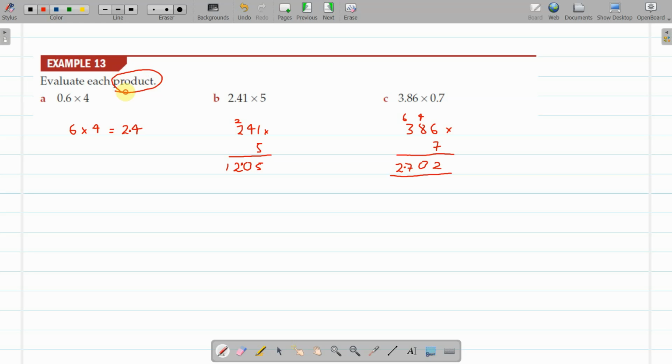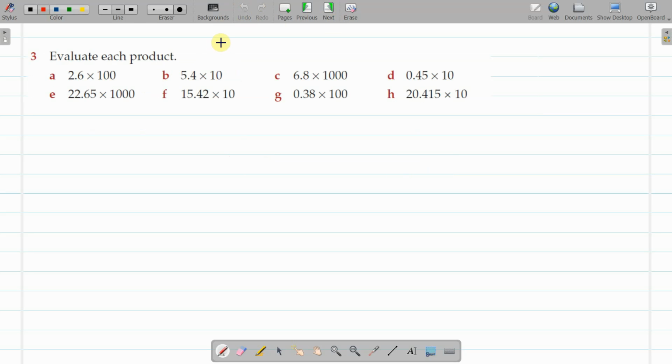Remembering product always means multiply, times. I'll just write that word. Product equals multiply. Okay, so I'll pause, and then in a couple of minutes I'll come back and do these answers. These should be very quick.